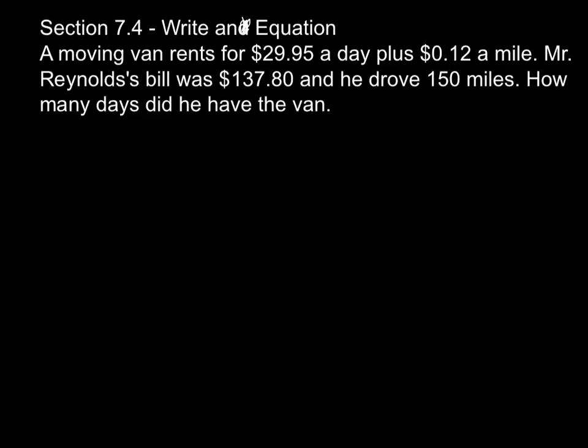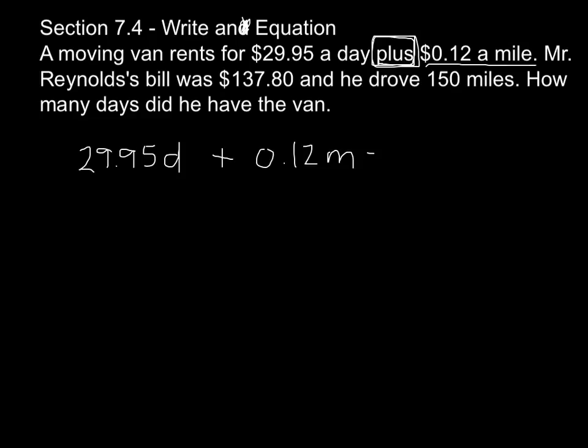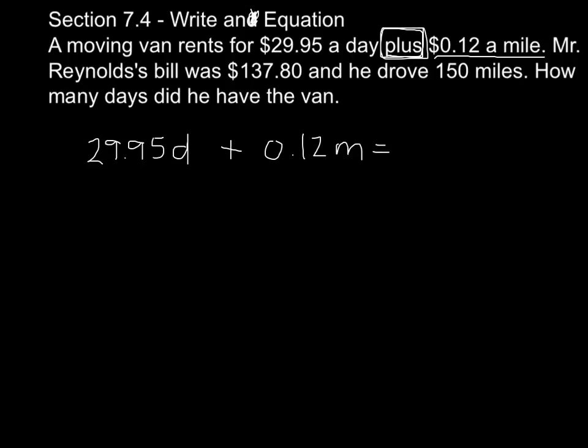So what I'm going to write is $29.95 times every day, D for day. So I'm going to multiply those two numbers together. Plus, this is a huge clue right here because I know I'm going to put an adding sign between the two. 12 cents per mile, so I'm going to do 0.12 times miles, and that's going to equal our final bill number, which is $137.80.